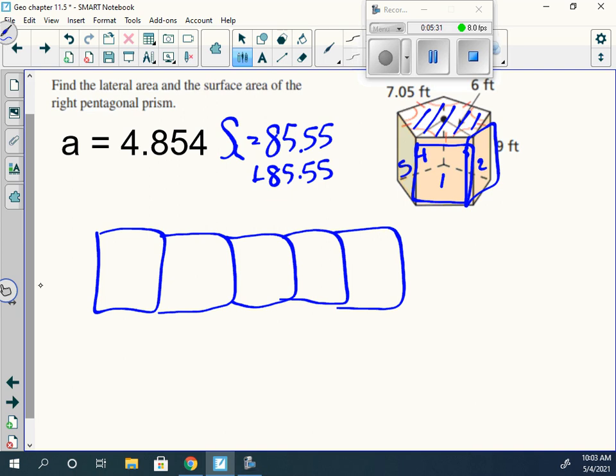Now when we look at this here, we know that the height of each one of these is going to be 9, because each one of these is coming from this here, and we're told that each side is 9 feet tall. We also know that each side length here is 7.05.